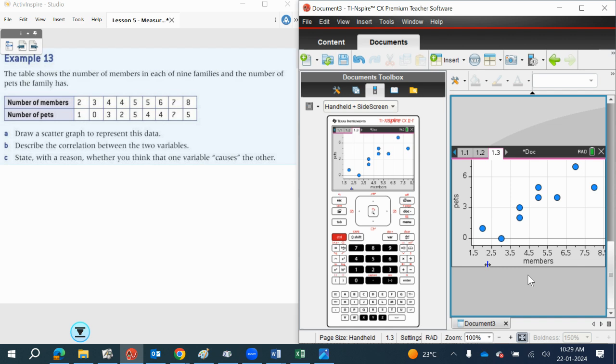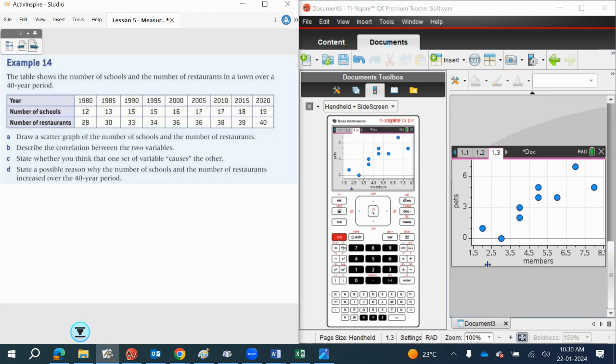If we have two more family members, will we get an extra pet? No. It doesn't cause it. There's a correlation here, but it's not going to make it happen. All right, let's have a go at this one.